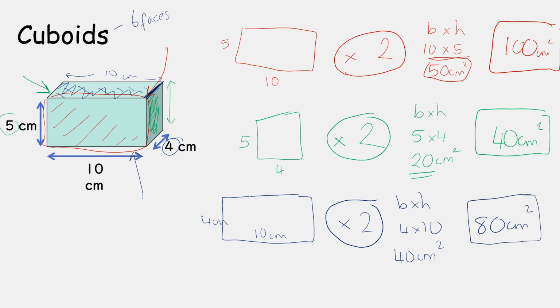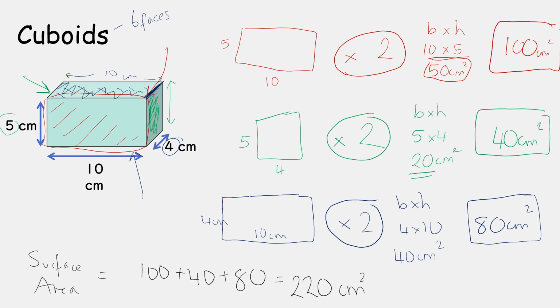I've found the red faces, how much they add up to. I've had the green ones and the dark blue. If I want the full surface area, I just need to add all of those numbers together. So we're going to add 100 plus 40 plus 80, and that's going to give me my overall answer, 220 centimeters squared.